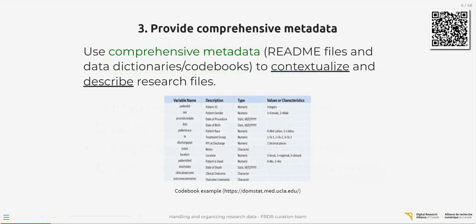The third key element is to provide comprehensive metadata. Metadata helps to contextualize and describe your research files so that others can understand not just the data, but also how it was collected, processed, and structured. At a minimum, you should include README files and data dictionaries or codebooks. For example, as shown here, a good codebook clearly defines each variable, its description, type, and possible values. This documentation turns a raw dataset into an understandable and reusable resource.